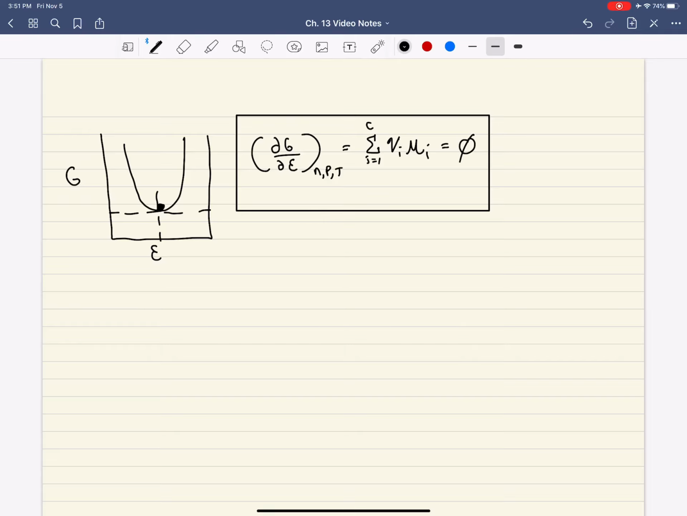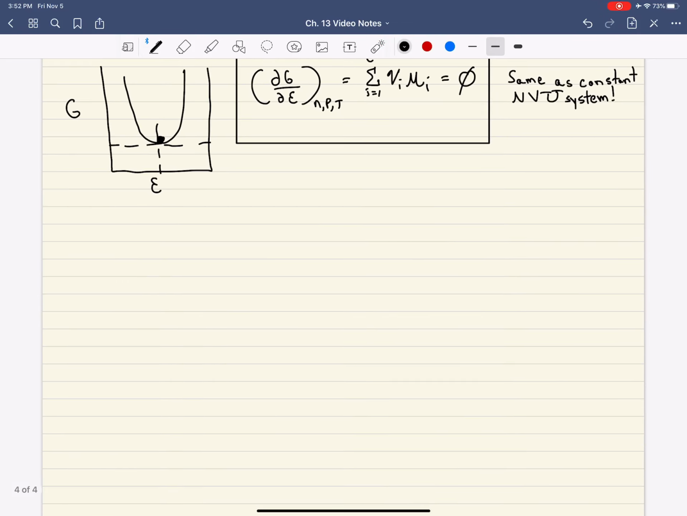Okay? All right, and so if you notice here, that the sum of nu i mu i being equal to 0, that's the same thing we got, the same equilibrium criteria we got for the NVU system. All right? So in both cases, and almost in general, the sum of nu i mu i being equal to 0, that would tell you that your system is at equilibrium.